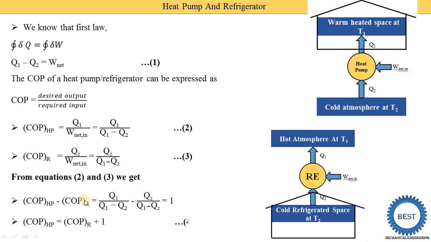Further simplifying this equation, COP of heat pump minus COP of refrigerator is equal to 1. We shift the negative COP of refrigerator to the right side, so it is written as plus. So we get the equation: COP of the heat pump is equal to COP of refrigerator plus 1. That means COP of the heat pump is always greater than 1, and higher than the COP of refrigerator.